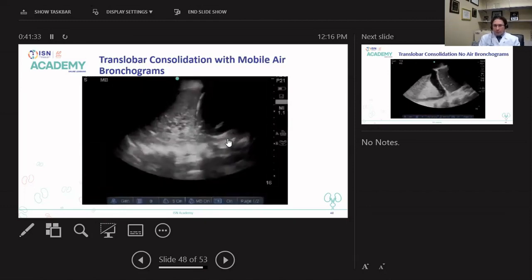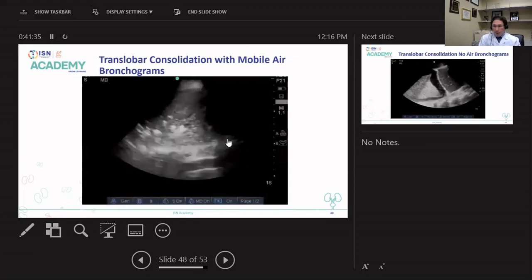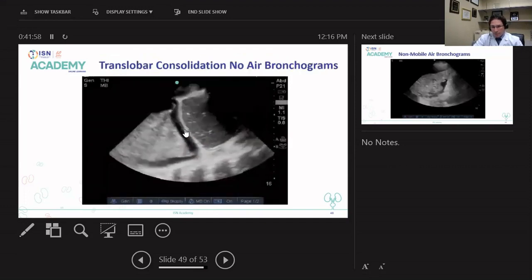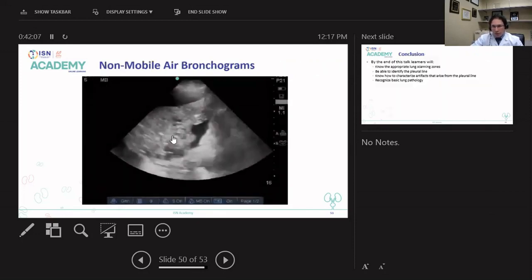So if you have air with surrounding fluid, you'll get an air bronchogram. And if you have a pneumonia, as the patient breathes, those bronchograms will be dynamic. And that's an important thing to remember. So we have here dynamic air bronchograms. So as the patient is breathing, you're seeing signs that are consistent with pneumonia. As opposed to here, where you can't really tell, it could be atelectasis, there's no air bronchograms here. And this is atelectasis. There are no mobile air bronchograms.